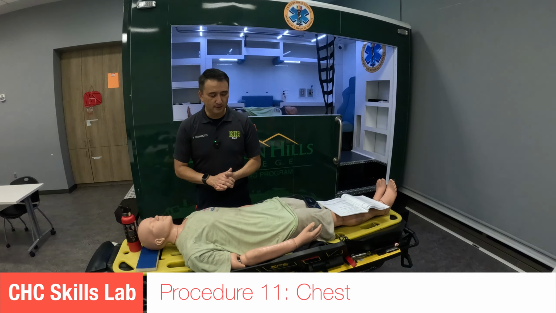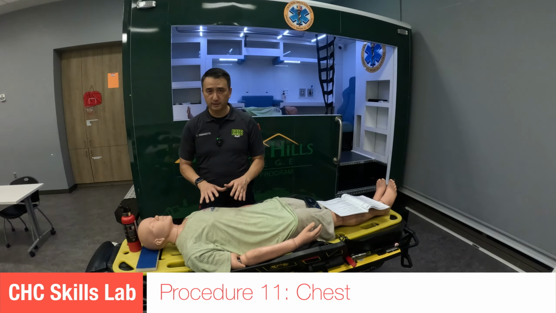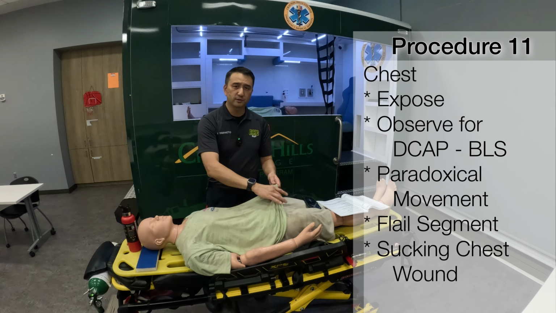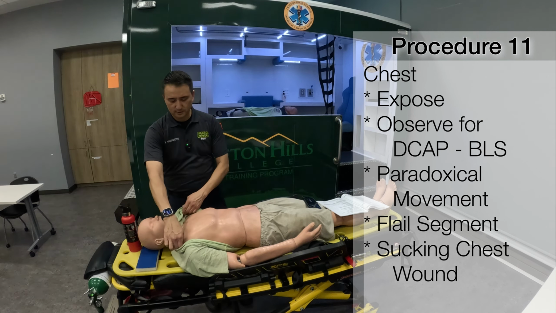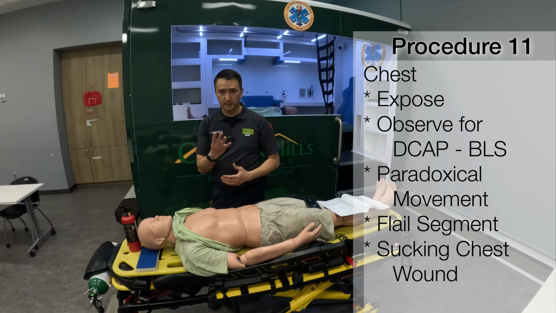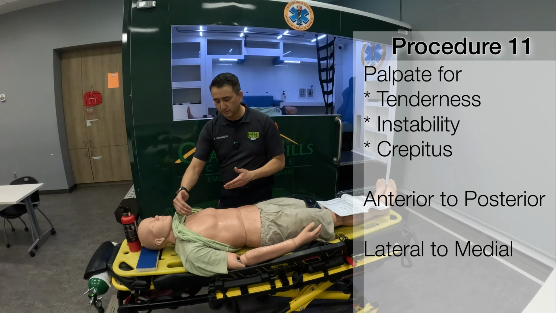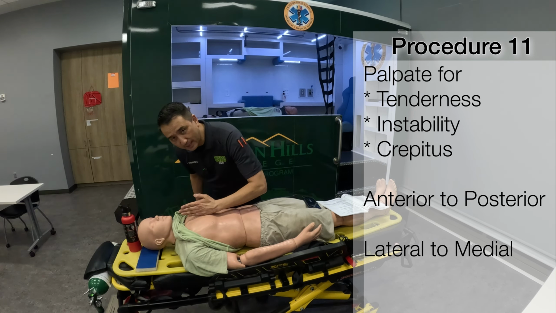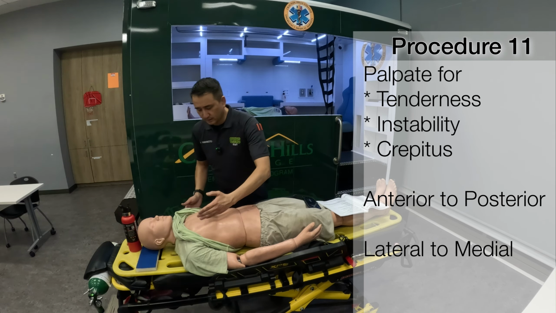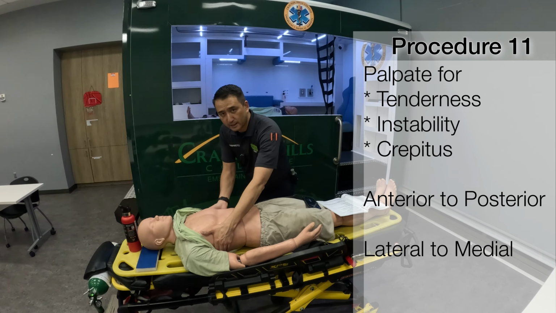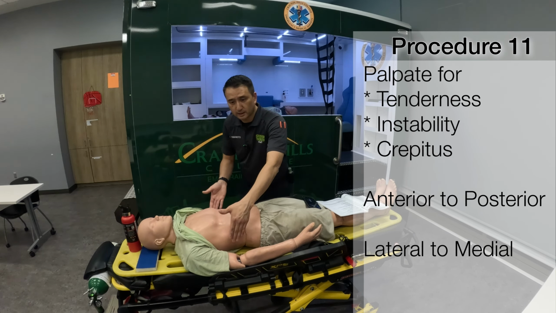Next, we're going to go to number 11, which is the chest area. Again, we're going to expose and observe for DCAP-BLS. At this point, we're going to also observe for 4 things: flail segment, paradoxical motion, sucking chest wound, or any penetrating objects. Then I'm going to palpate for TIC: tenderness, instability, and crepitus. The sternum, I'm going to push down, anterior to posterior. Check the rib for stability, lateral to medial. That's the motion I'm going to make.